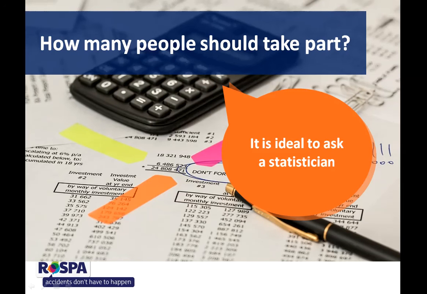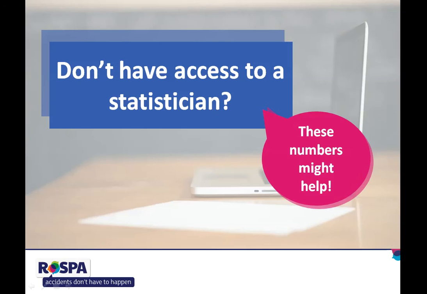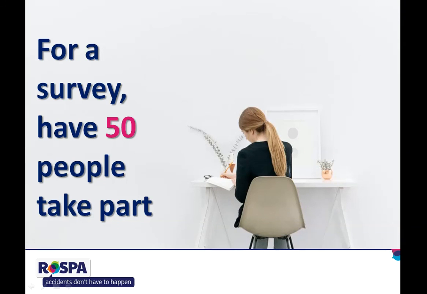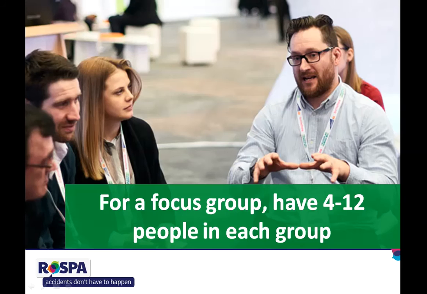It can be difficult to know how many people should be taking part in your evaluation project, and ideally it would be helpful to ask for advice from a statistician. However, if this isn't possible, these rough numbers might help. If you are carrying out a questionnaire or survey, you should aim to have at least 50 people take part. But if you are comparing 2 or more different groups, you will need 50 people in each group.